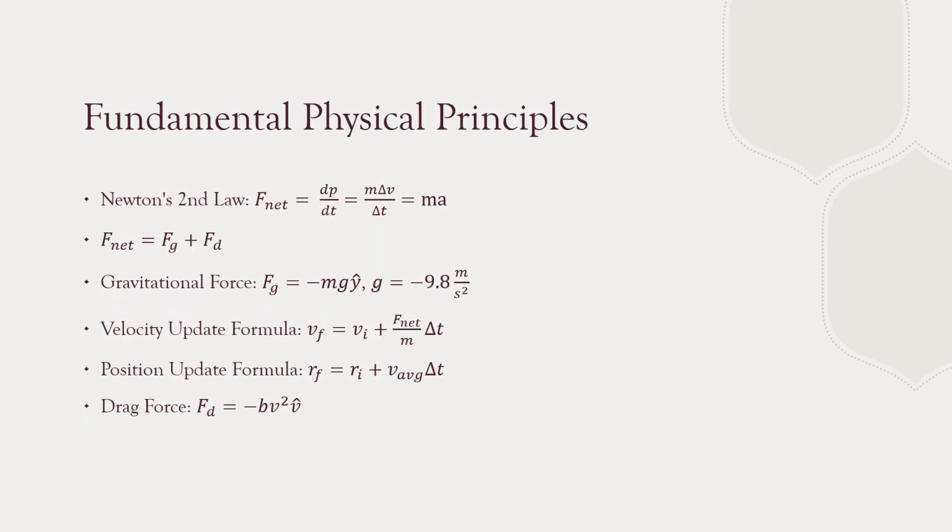So here are the fundamental physical principles that I use in this lab. I use Newton's second law, which states that F net is equal to the change of momentum over the change in time, which is equal to the mass times the change in velocity over the change in time, and that is also equal to ma. And then F net is also equal to the sum of the two forces, gravity and drag, and the gravitational force is equal to negative mg times y hat, and g is negative 9.8 meters per second squared.